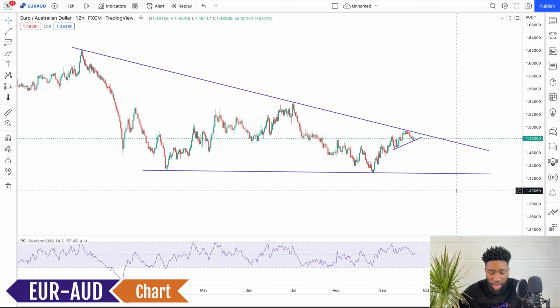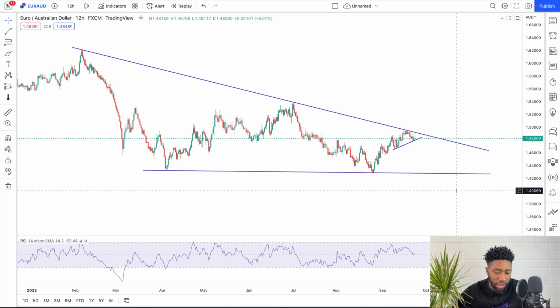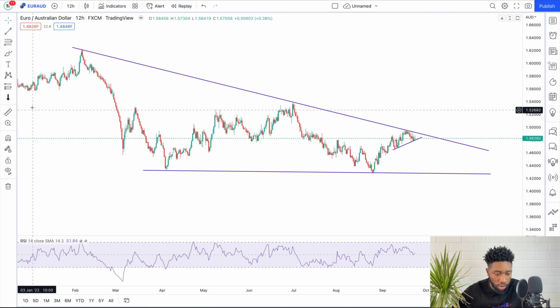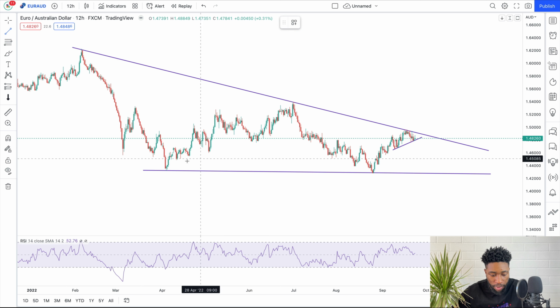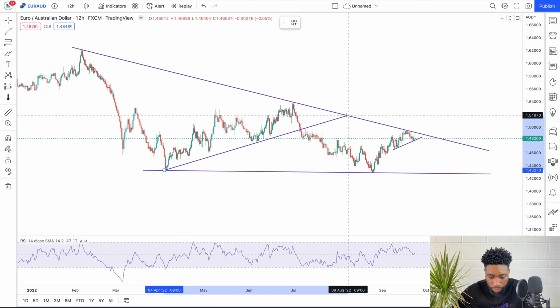This is not backed by fundamentals. This is purely technicals and my opinion only. I'm not saying this is what's going to happen, but I'm saying this is something that's likely going to happen because we've seen something like this in the past. So this is just an example.